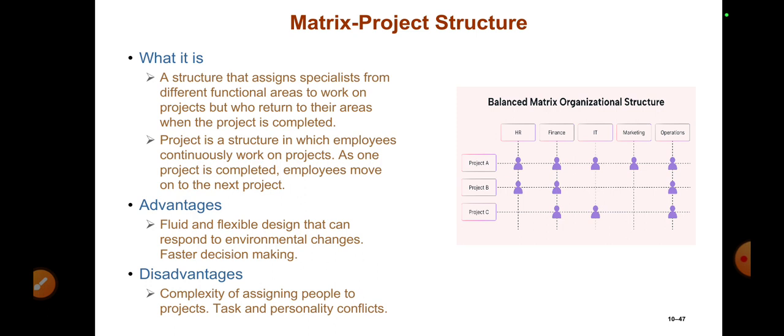There are some advantages of the matrix project structure. Fluid and flexible design that can respond to environmental changes, and faster decision making. As people come from different departments and they're experts in their own field, they can take quick decisions. But the problem is that the project sometimes creates role conflict, because all the people are experts in their own field. Sometimes differences in opinion may create problems.